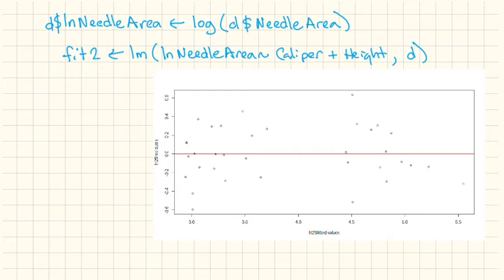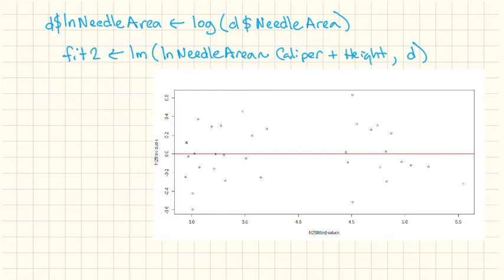So to actually transform the y variable, I just took the log of the needle area in my data frame and made a new variable that I called ln for natural log needle area. In R, log is log base e, so it's the natural log. I then fit a new model using that log needle area. You can see now the residual plot looks much better. There's very little going on here. It looks pretty much constant. Everything looks okay.